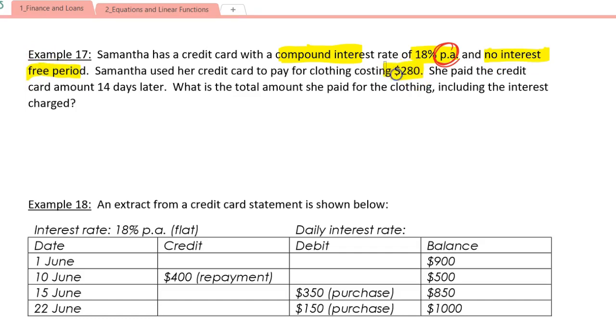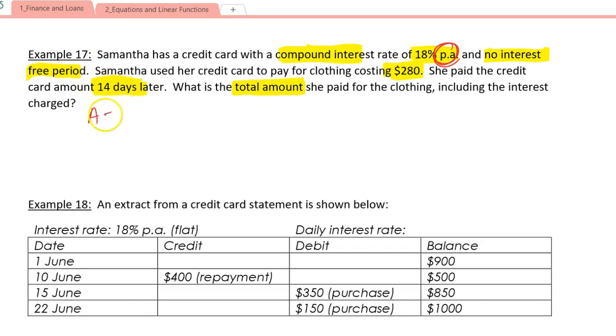We have bought something to the value of $280. We pay it off 14 days later, and what is the total amount we paid? Because remember, when we're dealing with compound interest, we're calculating the total amount. When I'm calculating simple interest, I only calculate the interest. So, having read through all of those things, we can use the compound interest formula to calculate the total amount we're going to repay. I have an interest rate that's quoted per annum, so I need to adjust that to a daily interest rate, and my number of terms is 14 days.